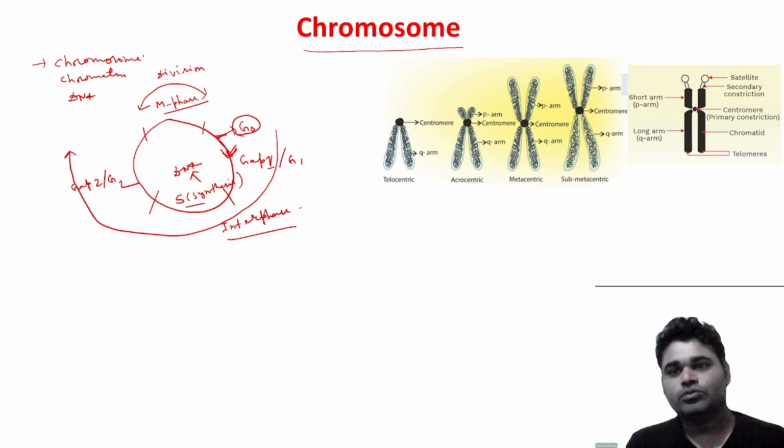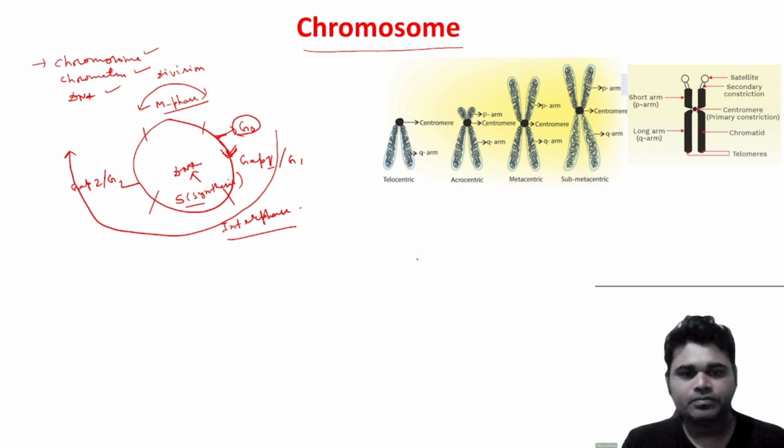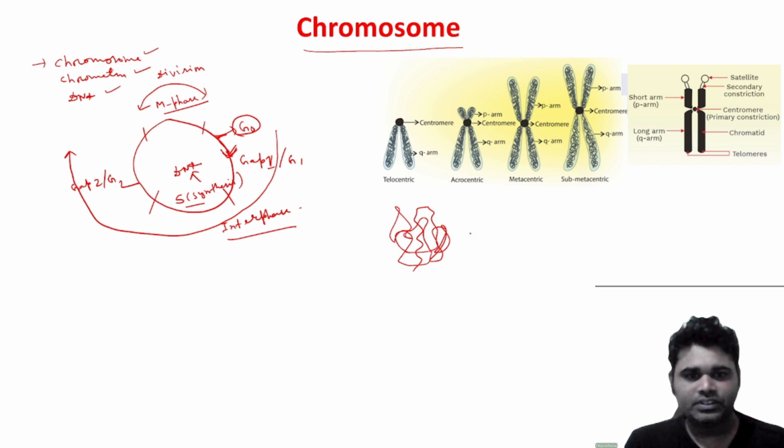Okay, now come to the terms chromosome, chromatin and DNA. What is DNA? Simply imagine a thread like this. If this thread is coiled together, one coil upon another, it forms a structure like this, and this is called the chromatin.